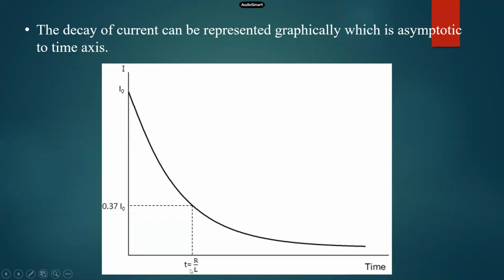Okay. So in this much time, the current becomes 0.37 times I0; it has come down from I0 to here. Okay. So current will decrease exponentially. This is the graph representing the variation of current with time in the decay of current case in the series RL circuit.